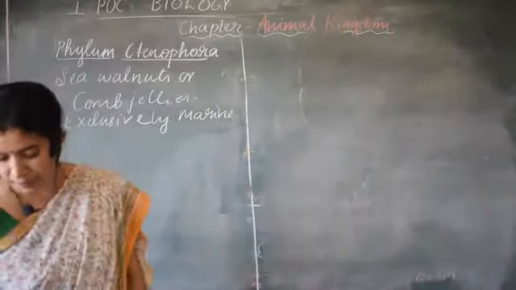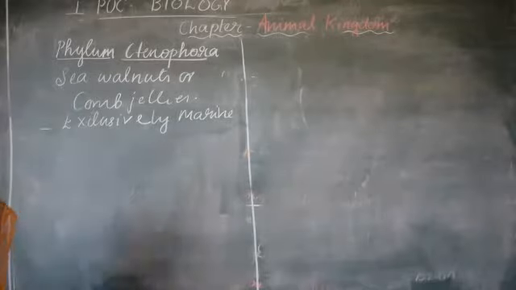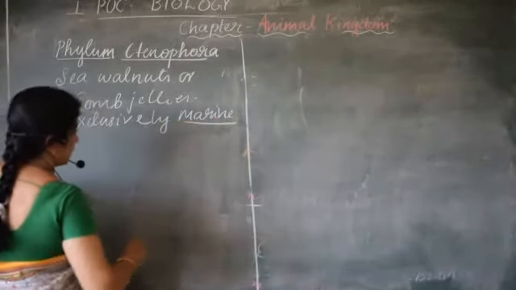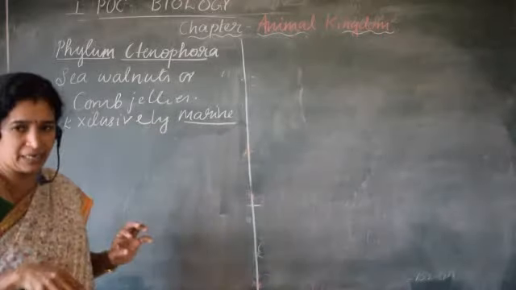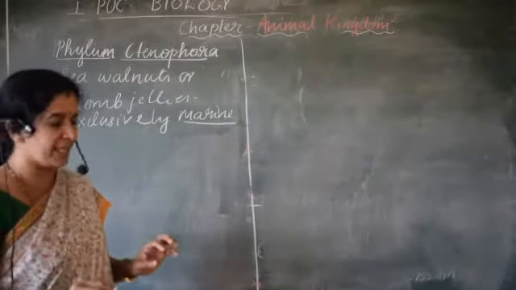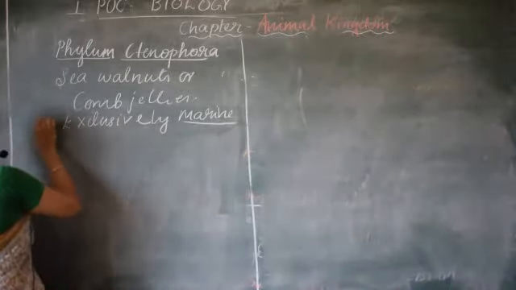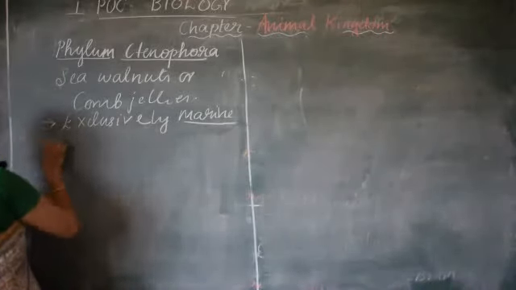Then symmetry. Majority of them are marine, but a few are found in fresh water. That is not mentioned in your textbook, so I am not going to discuss more about that.